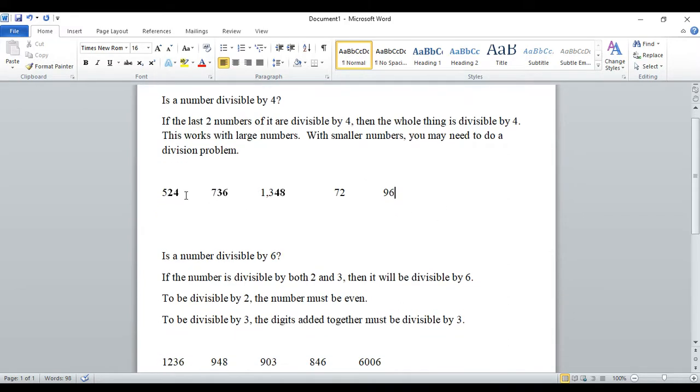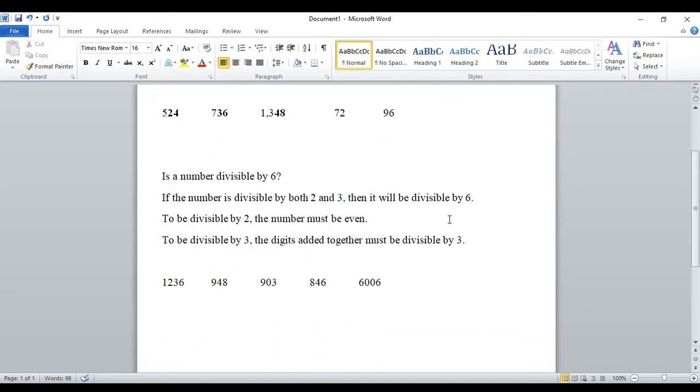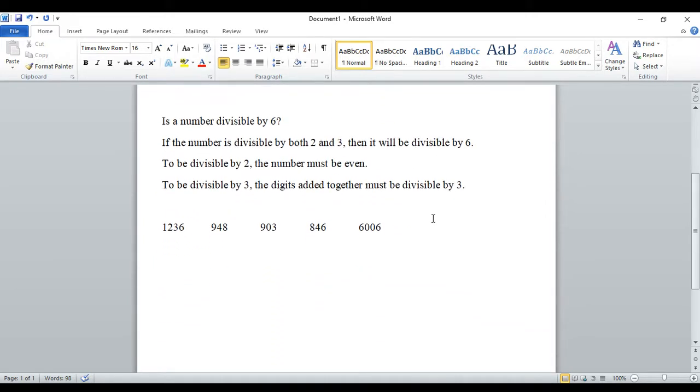So with the larger numbers, this works, but when you only have 2-digit numbers and you're not for sure, you might have to work it out with division to decide. And then the next one, I have to say, I think this is my favorite one. Is a number divisible by 6? Well, it has 2 tests, and it has to pass both tests in order to know. If the number is divisible by both 2 and 3, then it will be divisible by 6.